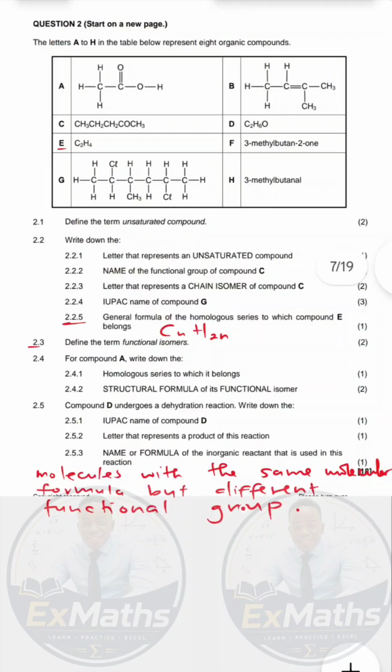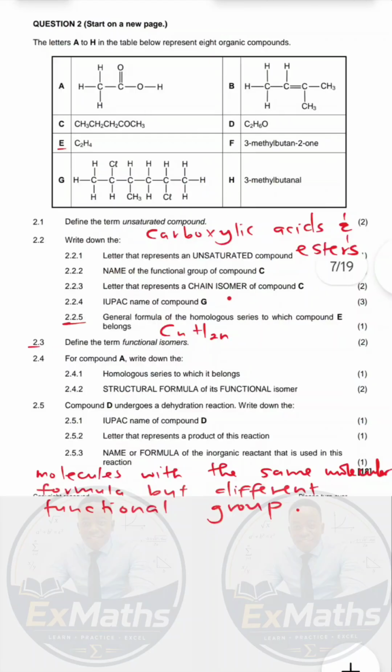It is wiser for you to know which compounds form functional isomers. If two molecules are functional isomers, the homologous series is totally different. In your curriculum, it's only 2 pairs that we have. So we have carboxylic acids and esters. They form functional isomers. We also have aldehydes and ketones.